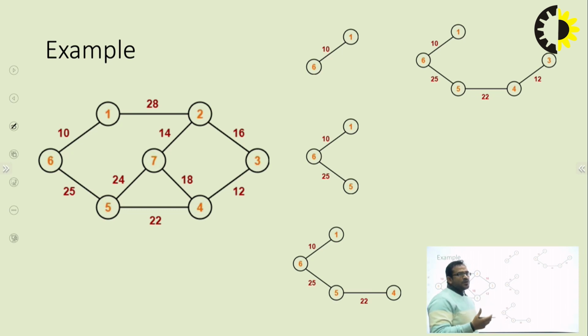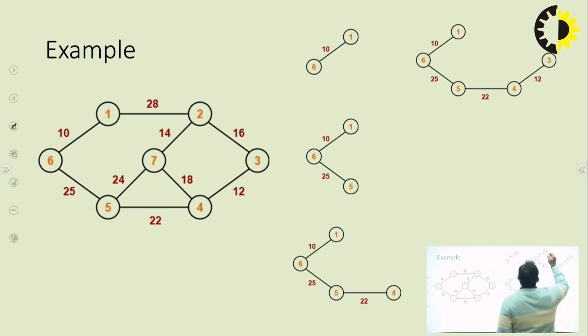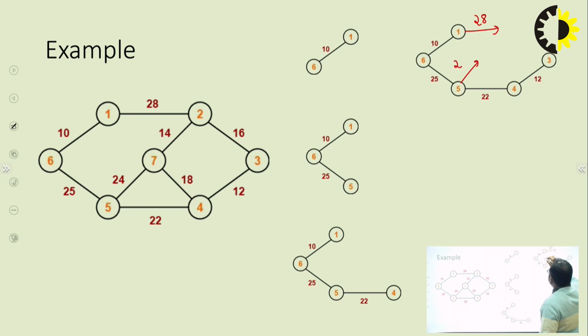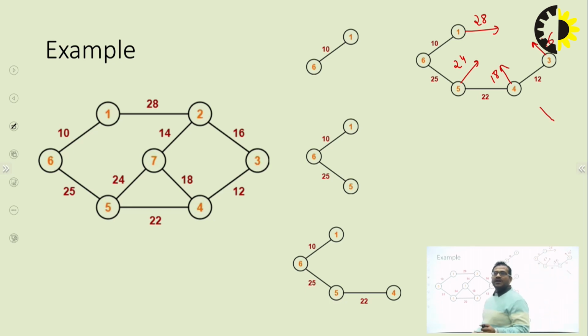Now further we are going to see what options we have. So now we have here the option that is 28. 5 is having an option 24. 4 is having an option that is 18, and 3 is having an option that is 16. Okay. So now you can see we are having here again 4 options: 28, 24, 18, and 16. You can choose from this graph, so you can see 5 is having the option 5 to 7, that is 24. I have already written there. And the second is 4 to 7, that is 18. I have already written there. 3 to 2 is 16, and 1 to 2 is 28.